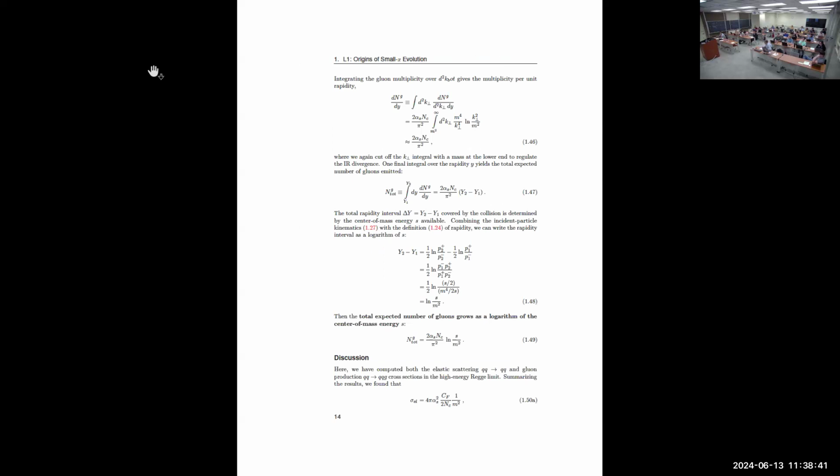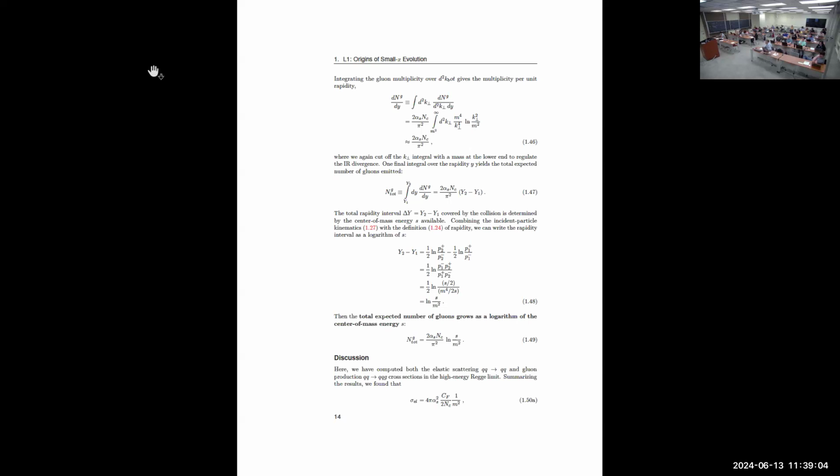If I integrate over K perp, then I get a number for the number of gluons per unit rapidity. Number of gluons per unit rapidity is a constant. The specific constant here is a consequence of the model theory that we used. And then if I integrate that constant over all of the rapidity of the collision, then I get my estimate for the total number of gluons expected. And it's just that constant times the total rapidity of the collision.